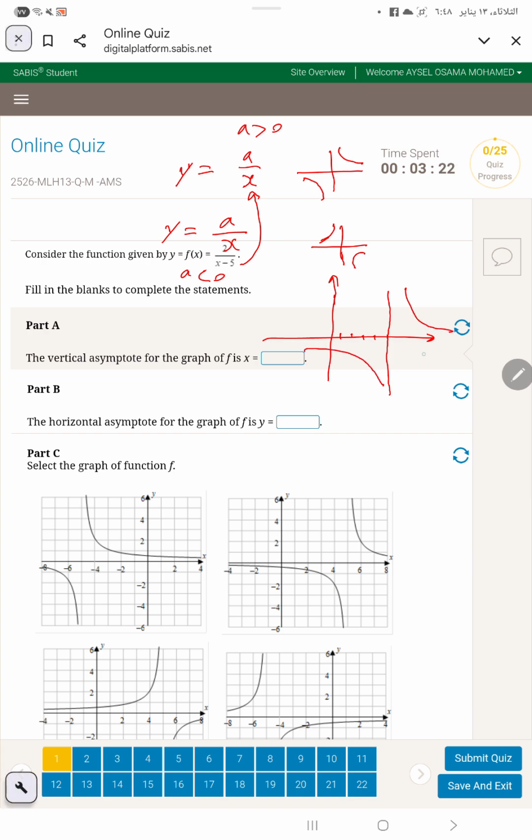Which means x = 5 is the vertical asymptote. And the x-axis, which is y = 0, is the horizontal asymptote. And the graph of the function would be this one. Like this, we solved question number 1.